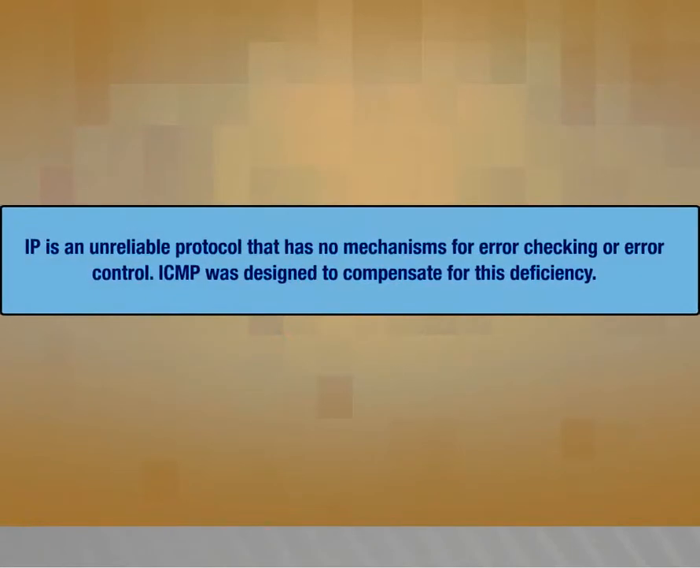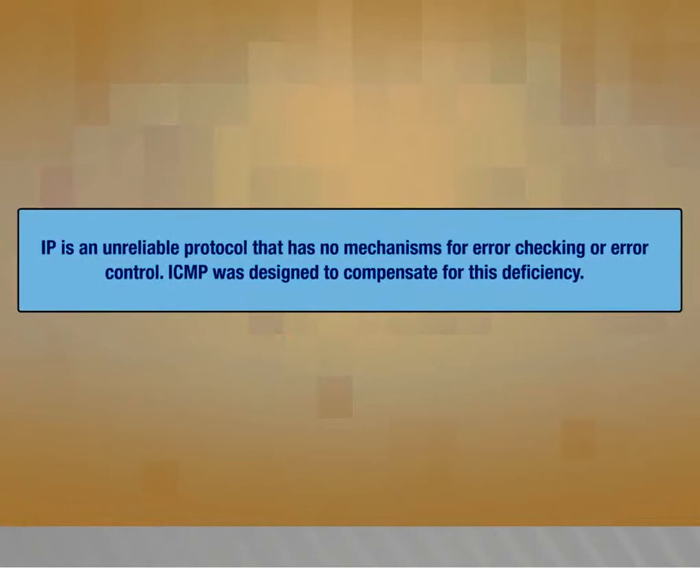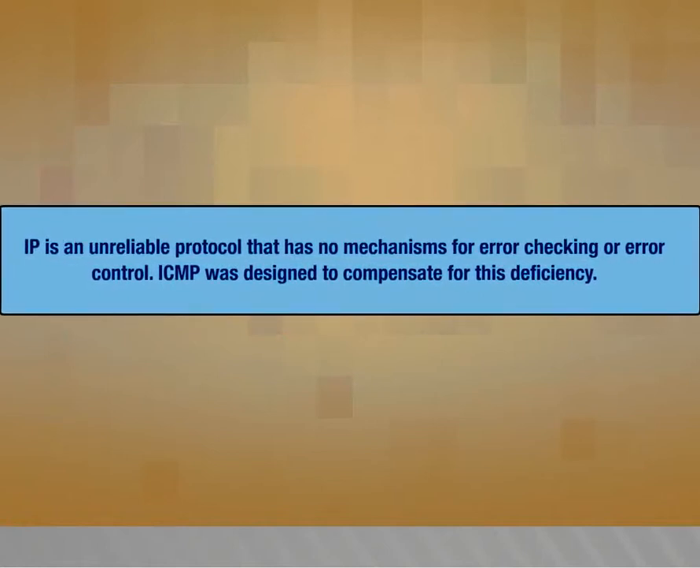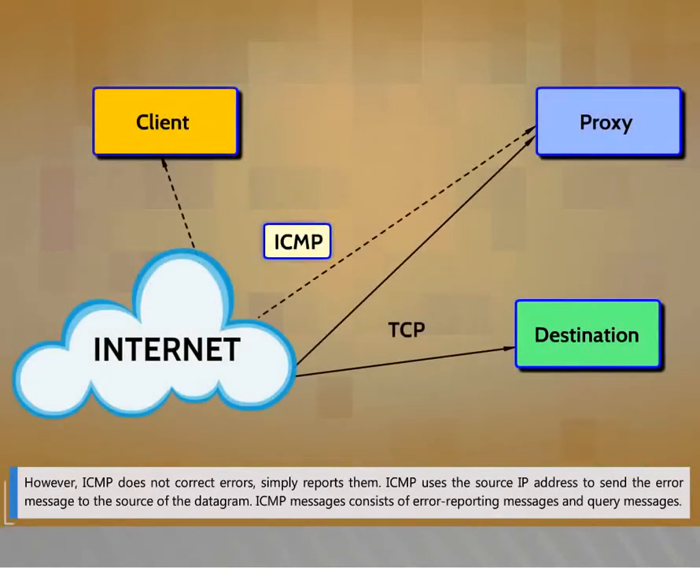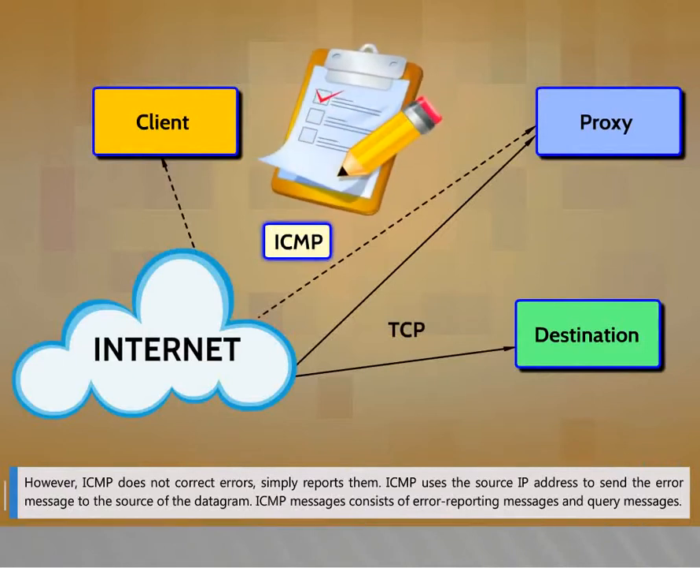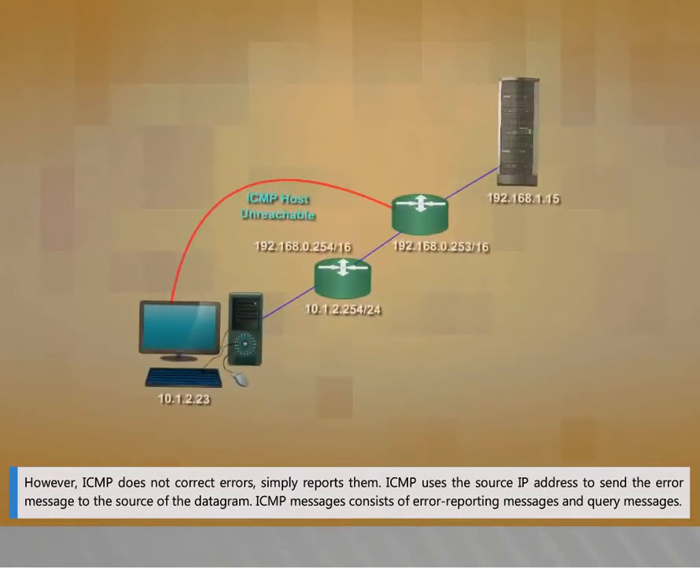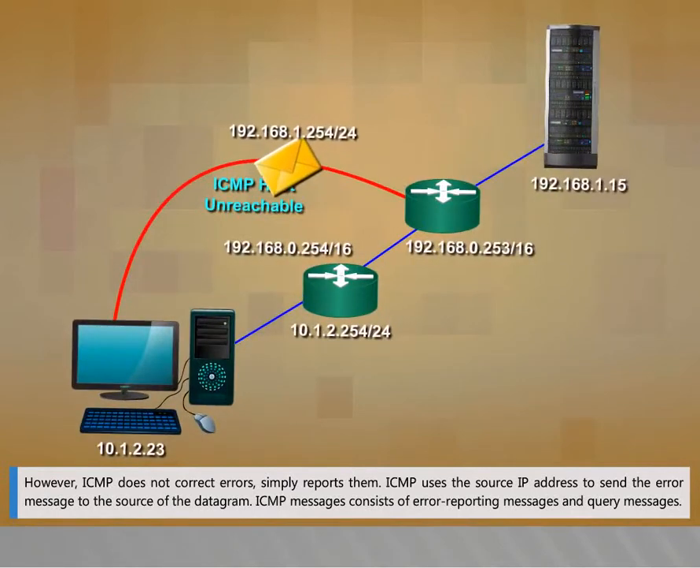IP is an unreliable protocol that has no mechanisms for error checking or error control. ICMP was designed to compensate for this deficiency. However, ICMP does not correct errors, it simply reports them. ICMP uses the source IP address to send the error message to the source of the datagram.